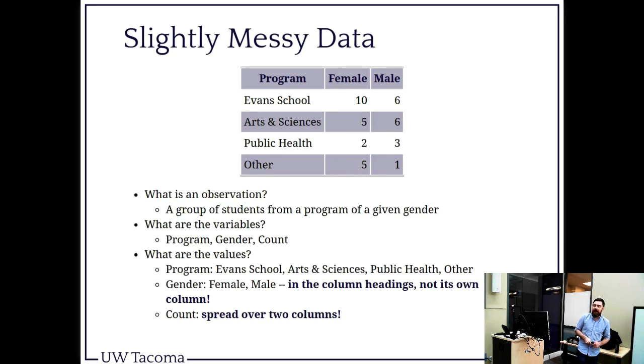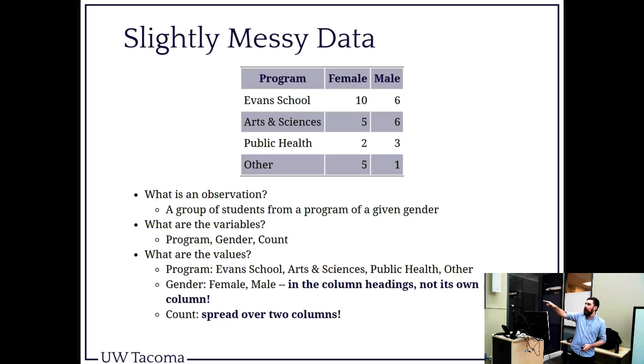So in this particular case, an observation in this data is a group of students from a program of a given gender. The variables represented in this table are the program, the gender, and the count of individuals. The variables are not program, male, and female. The variables are gender. The values are, for program, Evans School, Arts and Sciences, Public Health.